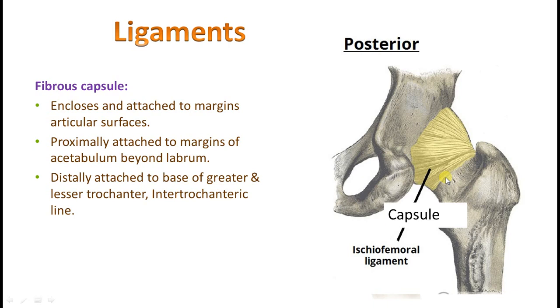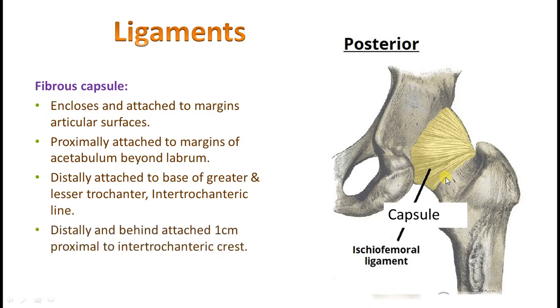So that means the capsule becomes very taut, that means tight, during complete extension, and the capsular fibers are relaxed during flexion. Okay. So this spiral arrangement, again, locks the hip joint.